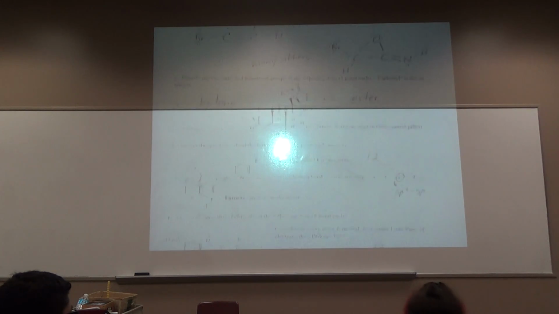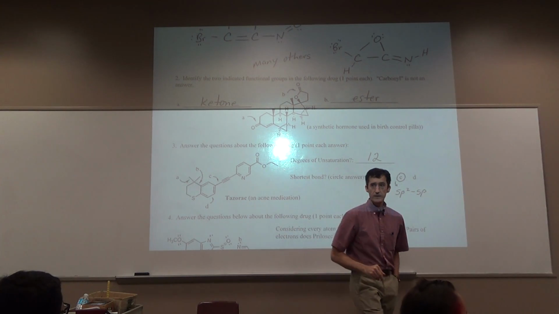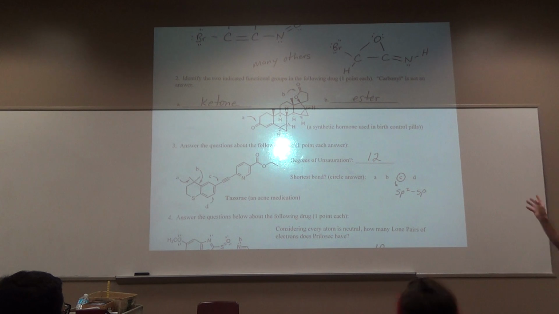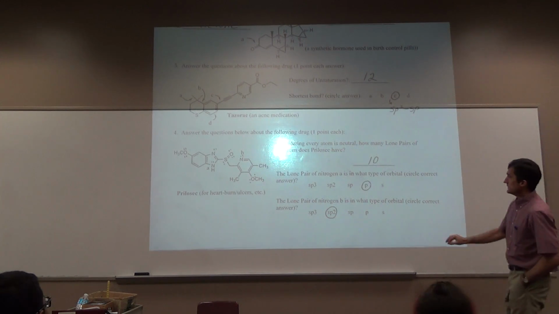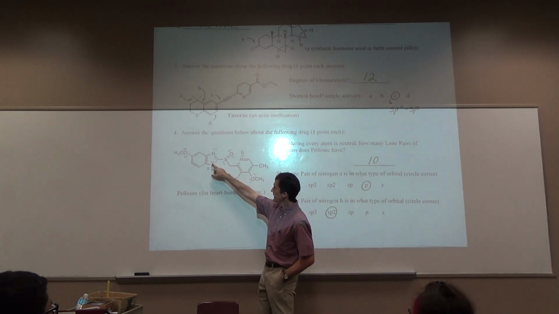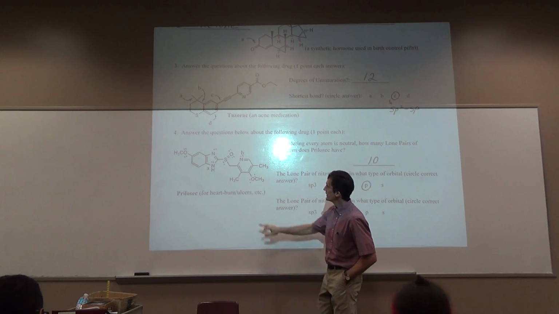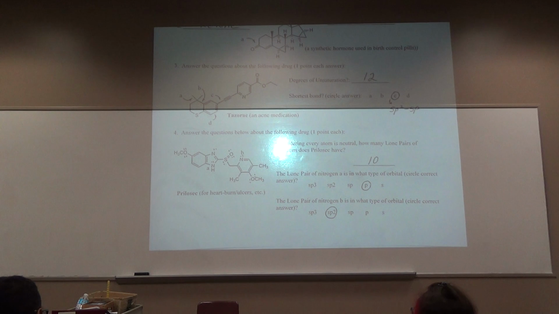I think there's 9 pi bonds and 3 rings. Is that right? 9 pi bonds? I see 3 rings. Hopefully there's 9 pi bonds: 1, 2, 3, 4, 5, 6, 7, 8, 9. Lone pair A is in a p orbital. This lone pair is in a p orbital because there's p orbitals next door. And then the lone pair B is in an sp2 hybrid. Graph those to help you get that.